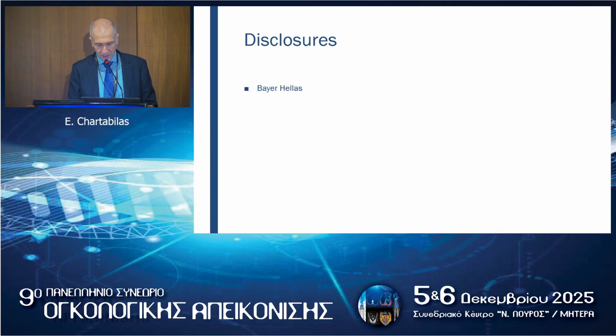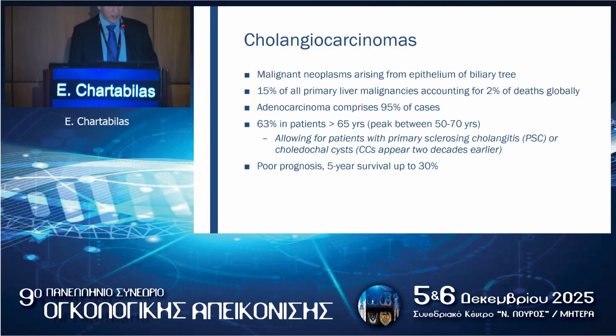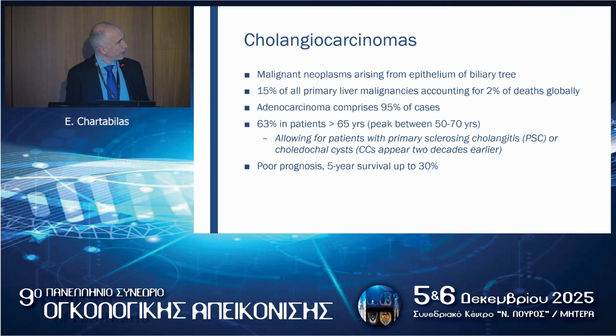So, let's move to the imaging of cholangiocarcinoma. As you know, these are malignant neoplasms arising from the epithelium of the biliary tree. They are bad tumors. They comprise 15% of primary liver malignancies, and most of them are adenocarcinoma. There are more rare histologies like squamous or clear cell, but adenocarcinoma is the most frequent.